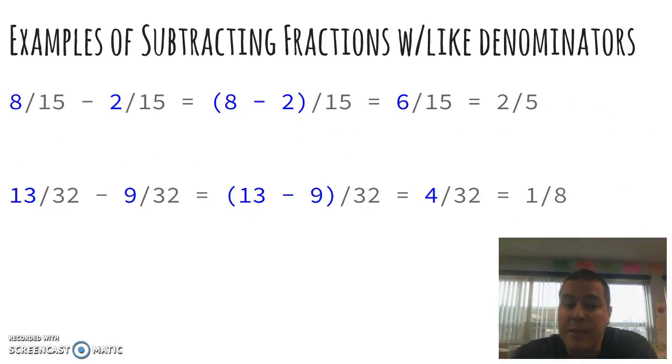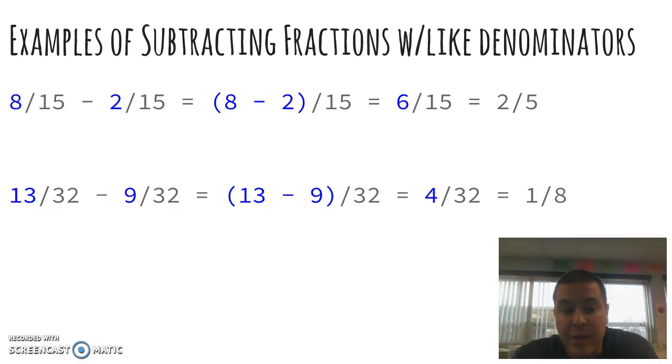So 8 over 15 minus 2 over 15 is 8 minus 2 over 15, which is 6 over 15. And then you reduce that 6 over 15. 3 goes into 6 2 times. 3 goes into 15 5 times. So 2/5 is your answer.